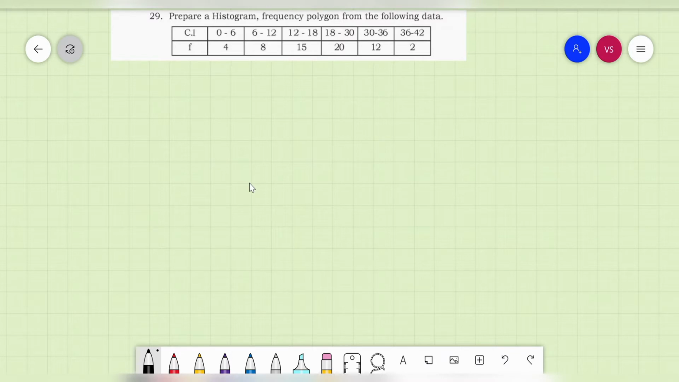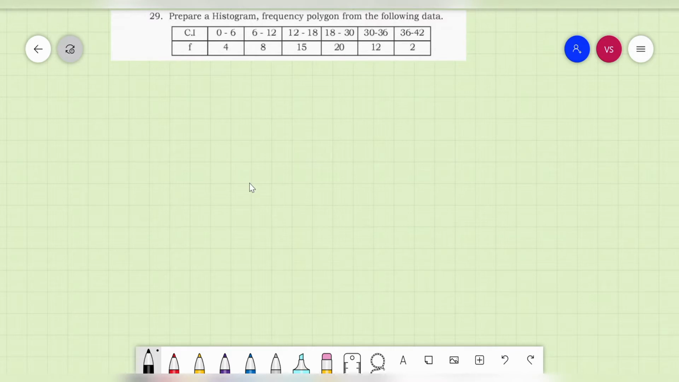Having said this, it doesn't mean that without histogram we cannot draw frequency polygon or frequency curve. No, frequency polygon and frequency curve can also be drawn without histogram. So make a point that with the histogram it will be very easy for us to plot the frequency polygon or frequency curve. So today I'm going to show you how to plot histogram and how to emboss frequency polygon on it.